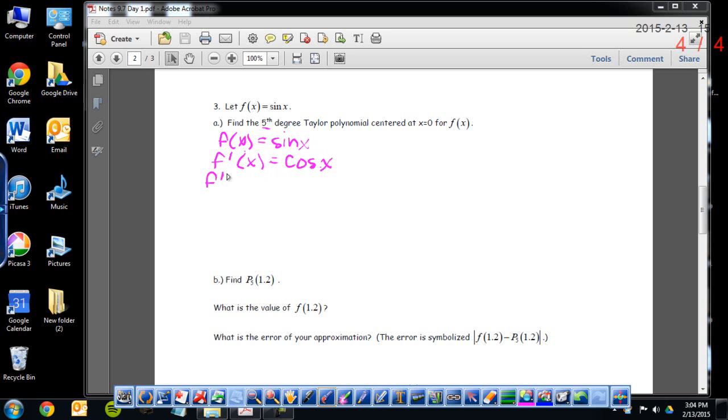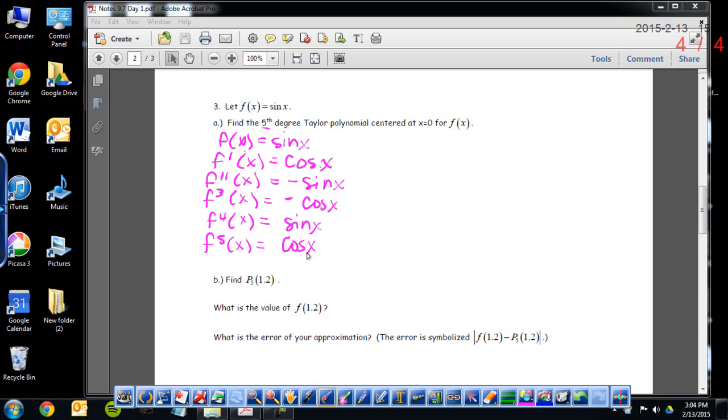F double prime will equal negative sine x. The third derivative will equal negative cosine x. The fourth derivative is sine x. And the fifth derivative equals cosine x.